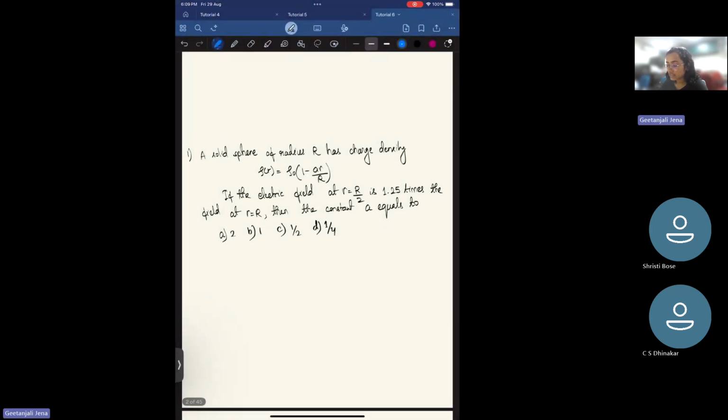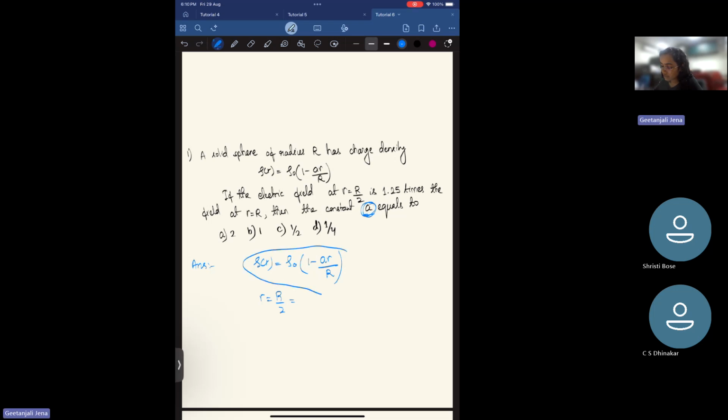So the question is easy. There is a solid sphere of radius R, with a charge density rho(r) = rho_0 (1 - A r/R). It is given that the electric field at a distance R/2 is 1.25 times the electric field at r = capital R. Then what is the value of the constant A?